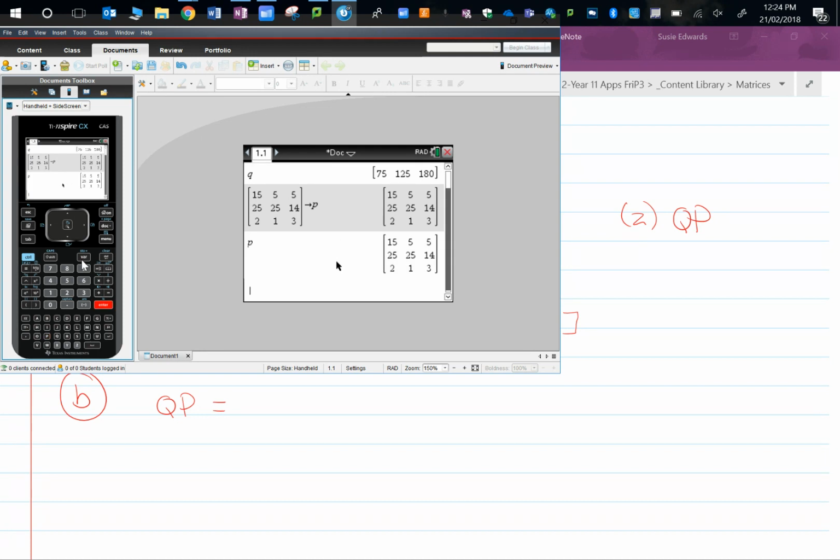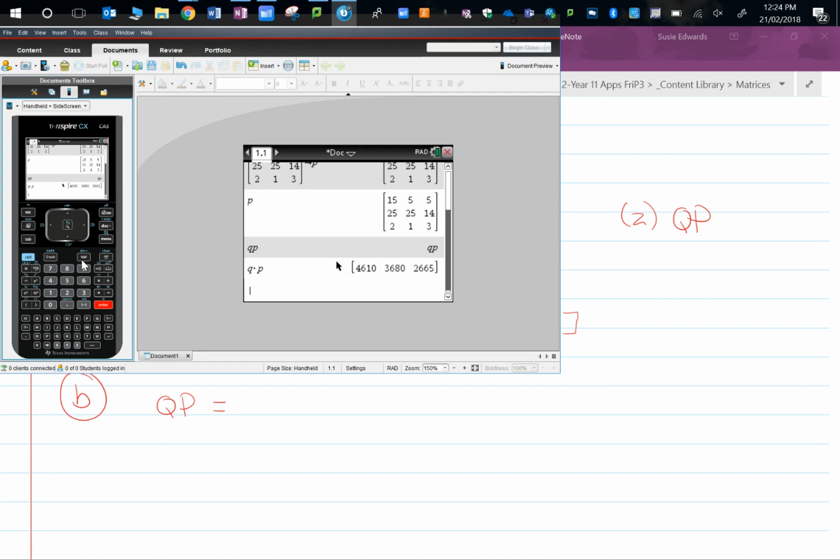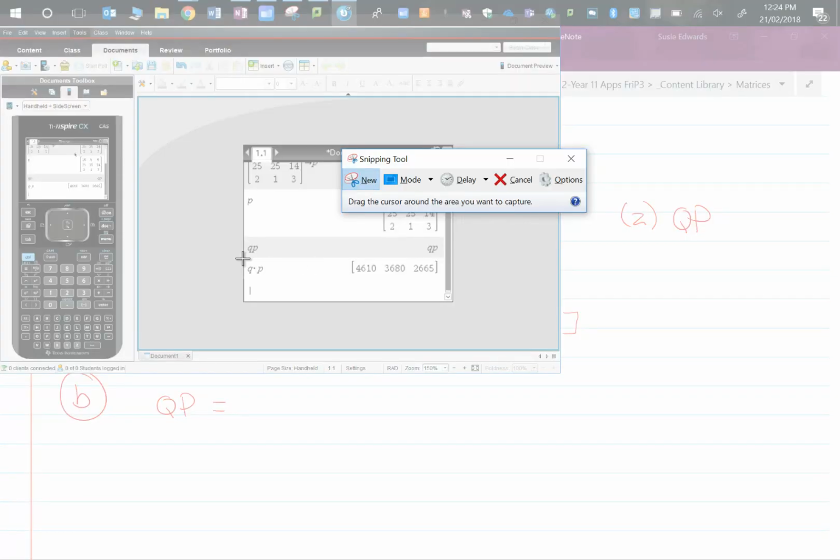So how am I going to do Q times P? Just going to write QP. I don't think I even have to. Oh, no, Q times P, sorry. And it gives us this answer. So we can put that answer into our answers. But the question also asks us, what does this mean?